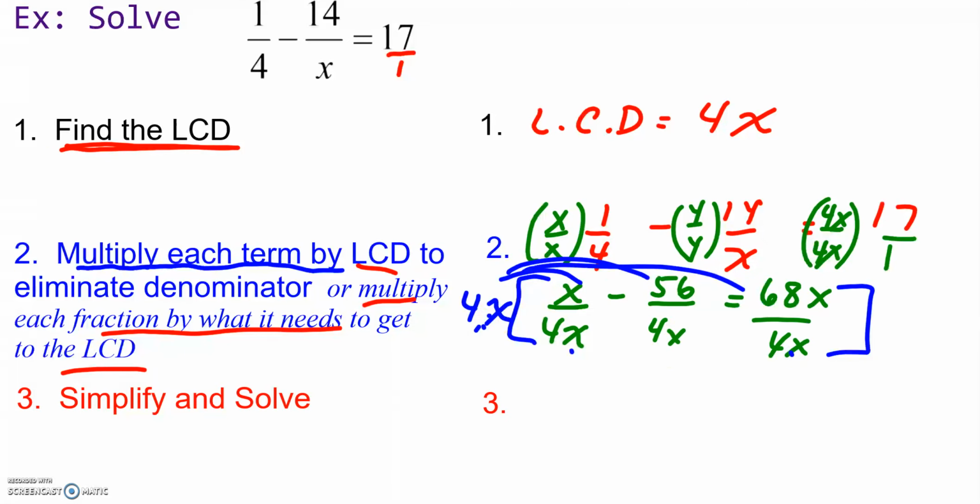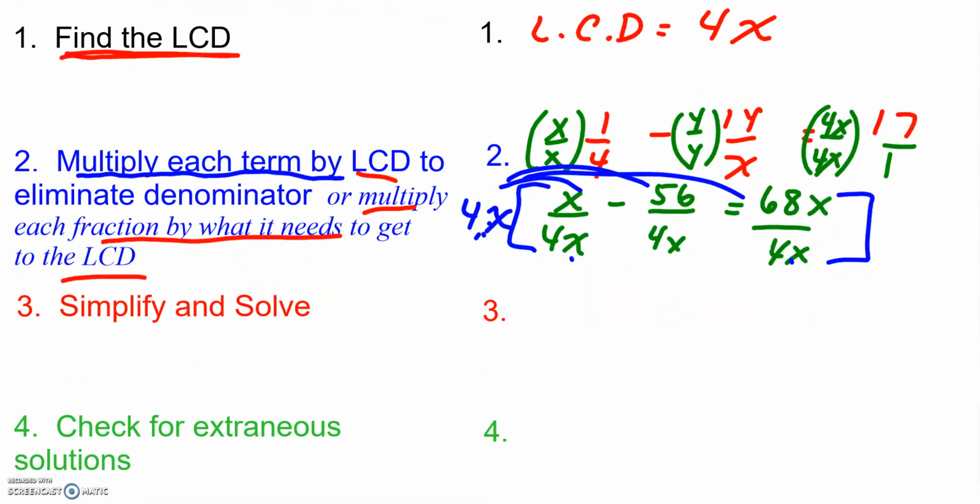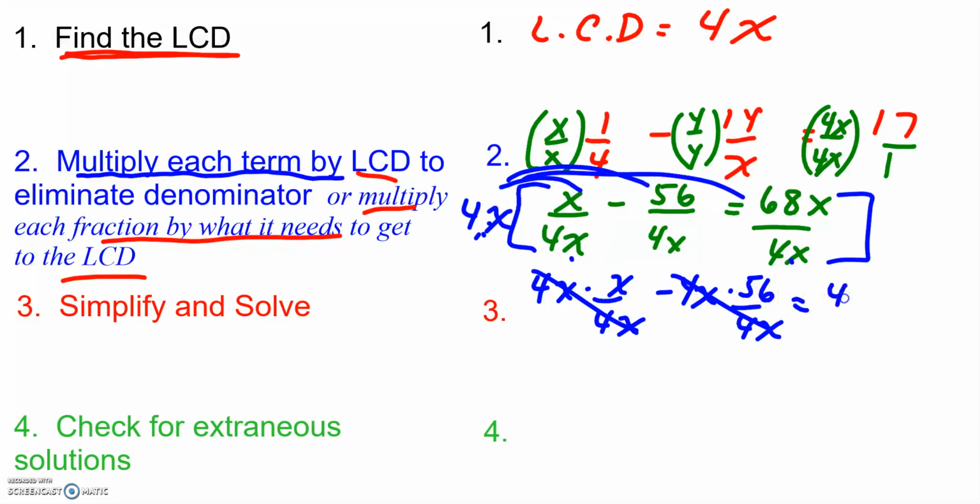So I will write it out the long way for this first example, just so you can see what I'm doing. So 4x times x over 4x crossed out, minus 4x times 56 over 4x crossed out, equals 4x times 68x over 4x crossed out. So what's interesting is that you're only left with what was in the numerator. x minus 56 equals 68x.